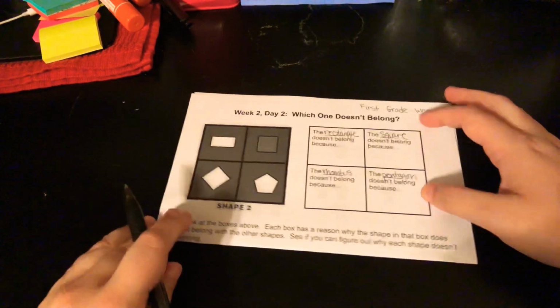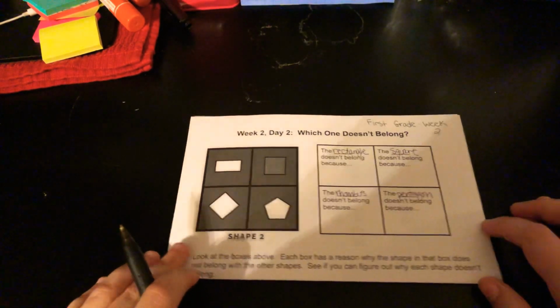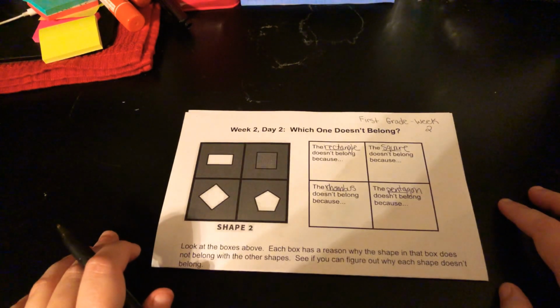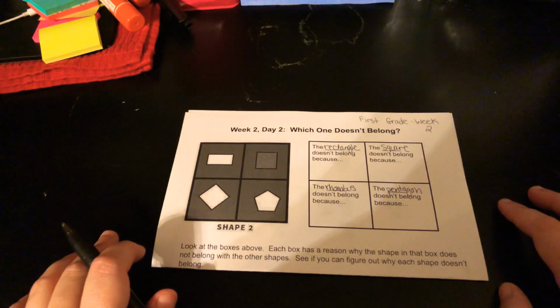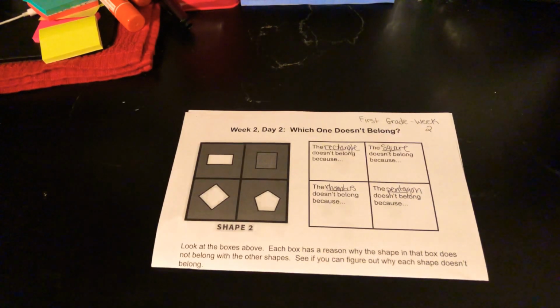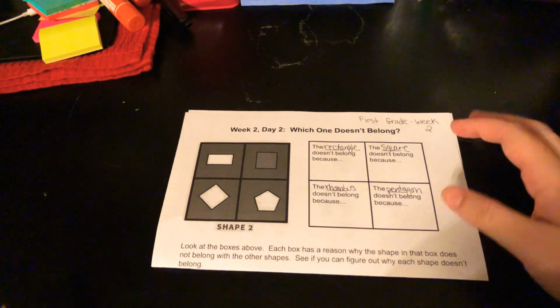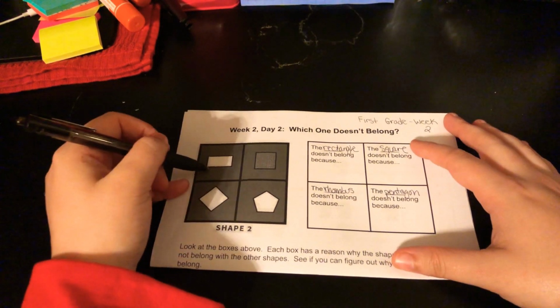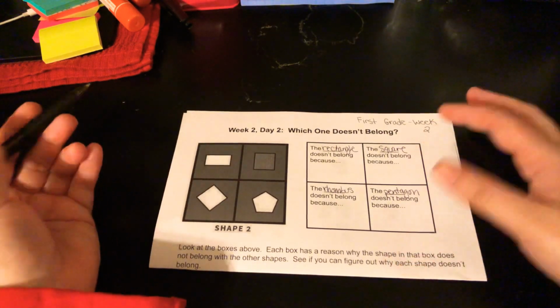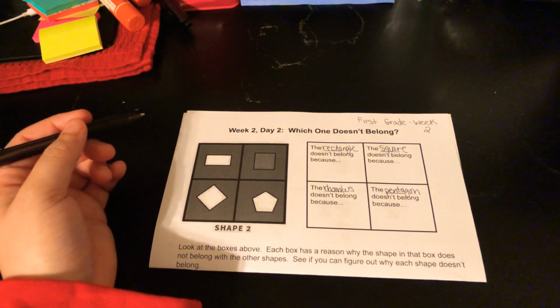Okay? So, with this math question, there are multiple answers. So feel free to use your own answers. You don't have to use what I'm suggesting. It's just up to you guys on how you think the shape does not fit compared to the others. So for the rectangle, if I look at the rectangle and I look at the other shapes, how can I say that one doesn't belong?